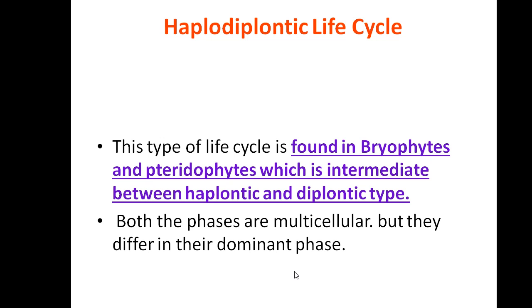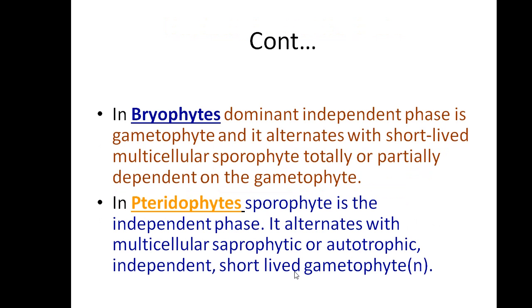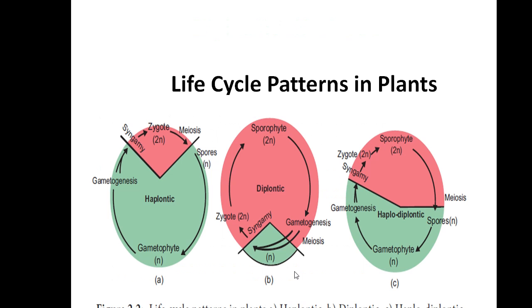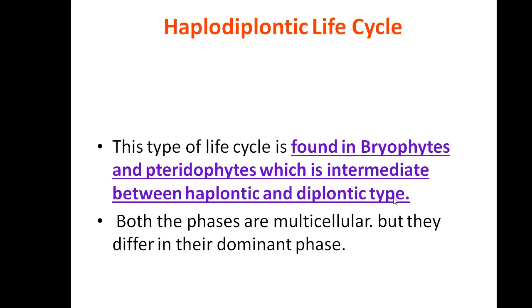Okay, so both phases are multicellular. I hope you understand this cycle. This example is Volvox and Spirogyra, algae examples. This is the example of gymnosperm and angiosperm, that is phanerogamy, subkingdom, families, classes. And this is the example of both bryophytes and pteridophytes, considered in the haplodiplontic cycle.